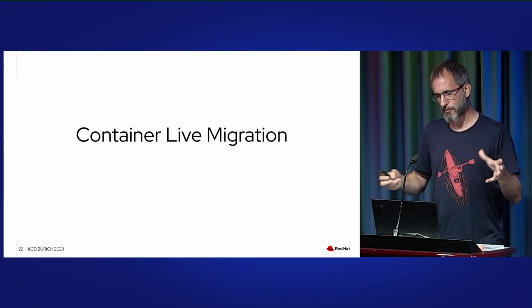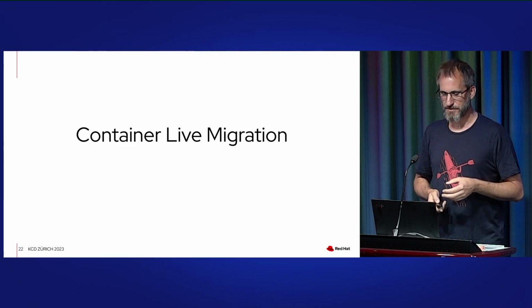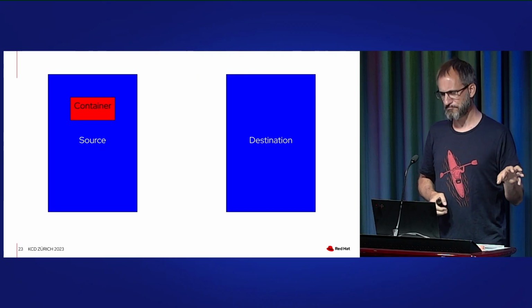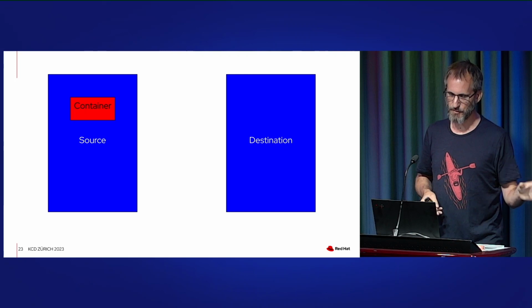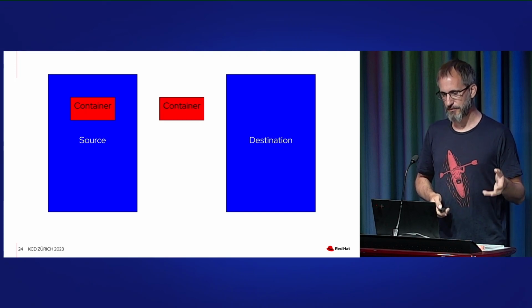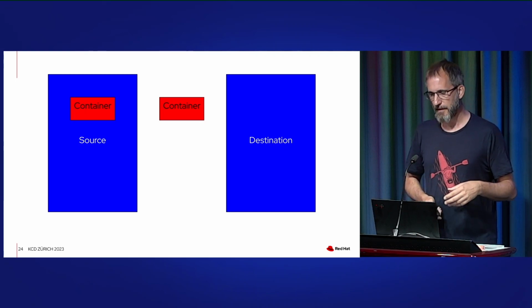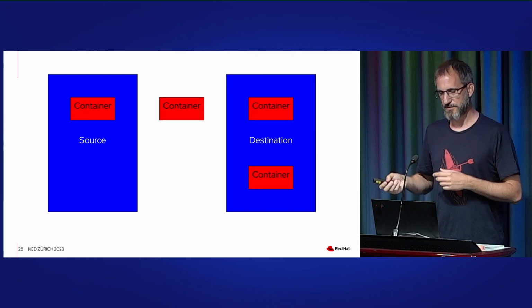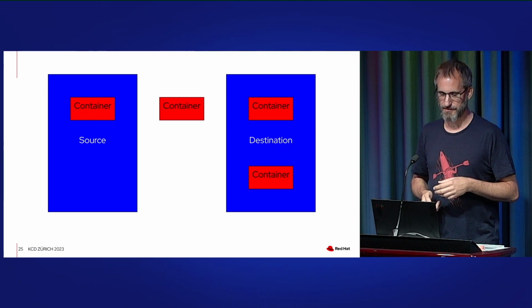Then the combination of those things is container live migration. You have a source system, you have a destination system, and you want to move your container to the destination system. So what you can do is create a checkpoint, write it to some storage, and then restore it one or multiple times on the destination system.